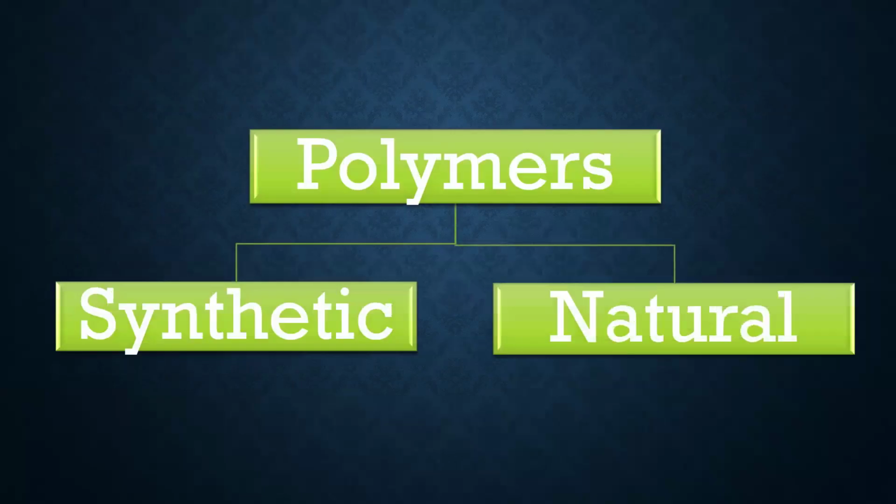Polymers can be classified into synthetic and natural polymers. Natural polymers are the polymers that exist in nature, while synthetic polymers are the polymers that are chemically synthesized.